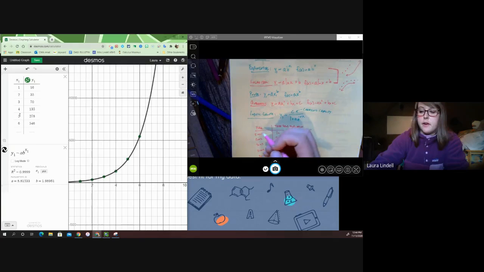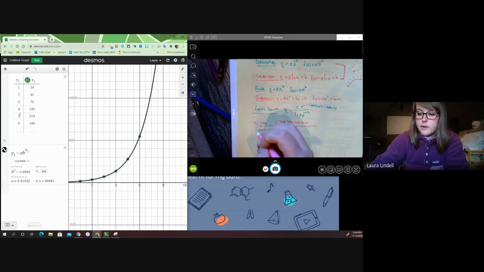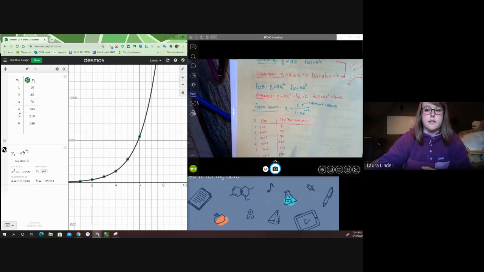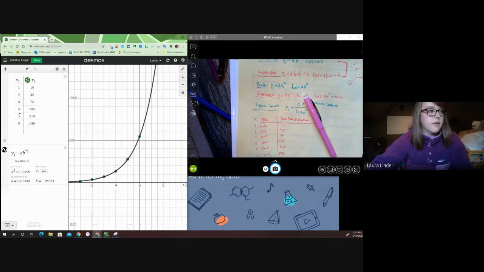So for our x values here, we're actually going to use 1, 2, 3, 4, 5, and 6, and just know that each value stands for how many years it is past the year 2000. Okay, that works better. Okay, so then it gives us an A value and a B value.